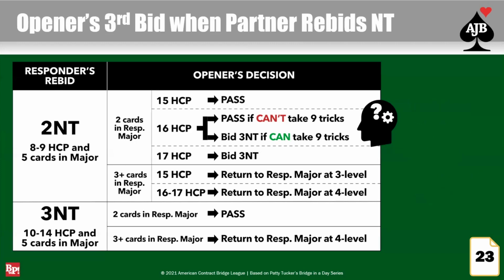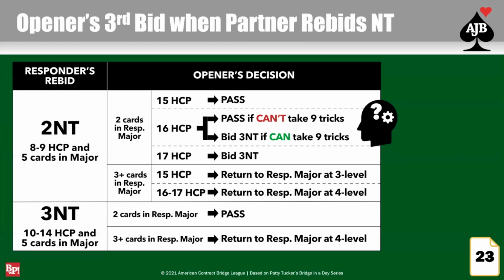If you have 3 cards in responder's major, you're not going to stay in 2 no trump. You're going to go back to the major suit. If you only have 15, you just bid responder's major suit at the 3 level. If you have 16 or 17, it's usually right to just go ahead and bid game when you have a major fit. So you have 2 decisions to make when responder bids 2 no. You have to decide major or no trump, and you also have to decide game or part score. Stay low or bid game.